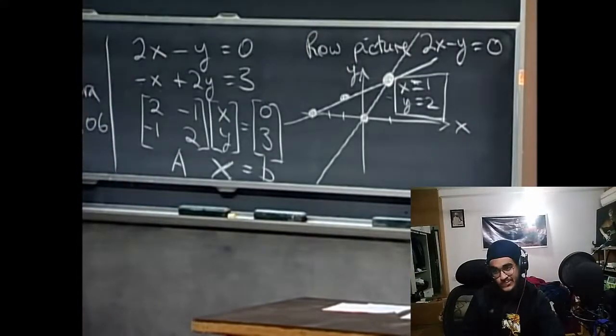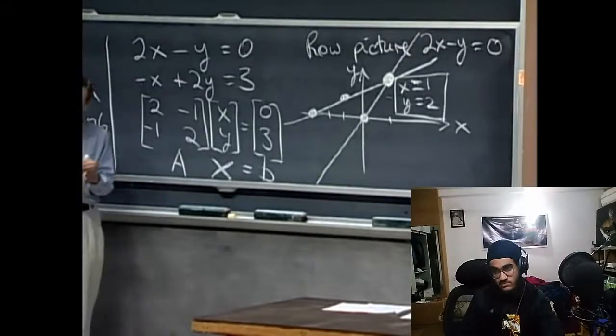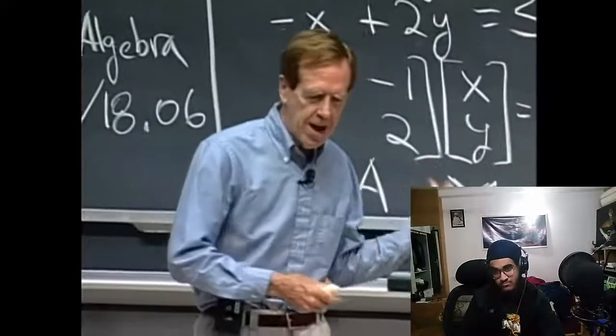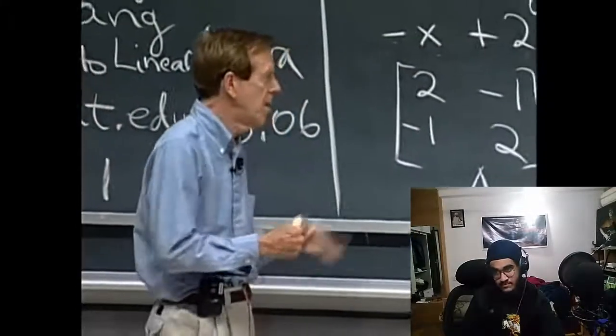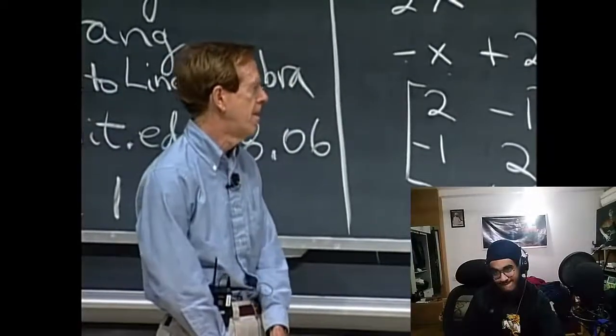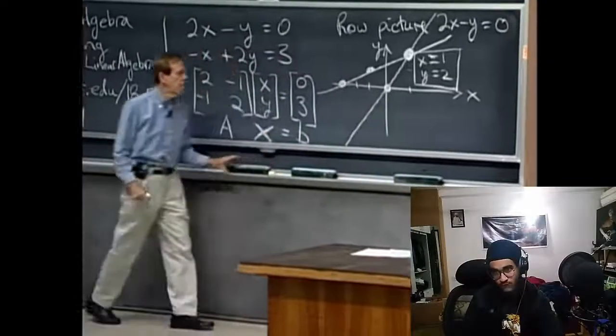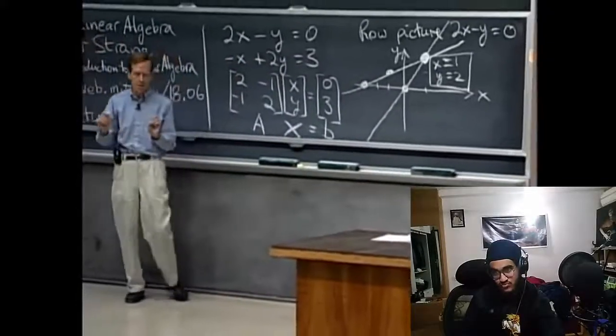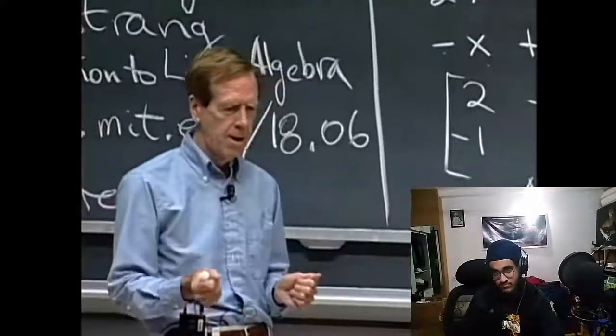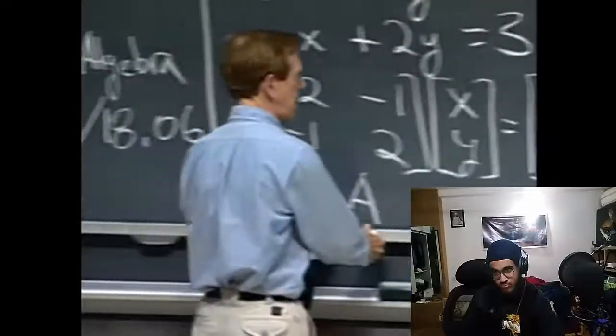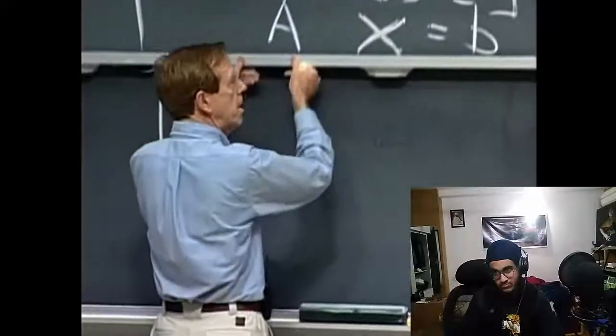Apologies for drawing this picture that you've seen before. But seeing the row picture first, for n equal 2 equations and 2 unknowns, is the right place to start. Okay, so we've got the solution, the point that lies on both lines. Now can I come to the column picture? Pay attention. This is the key point.